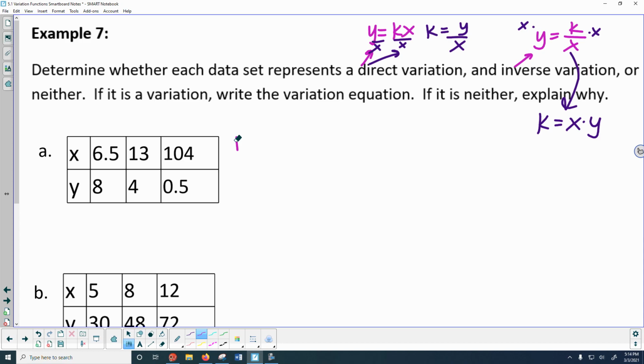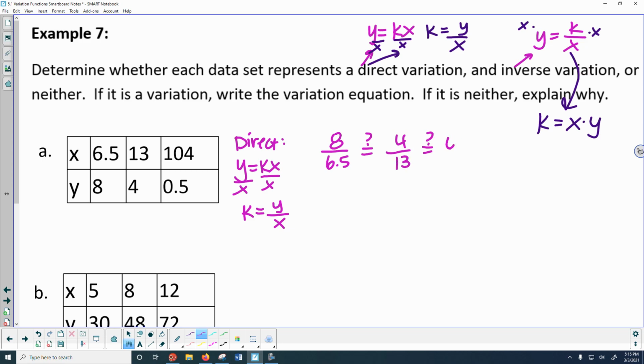So in A, if I wanted to check if this was a direct variation function, every ordered pair, every xy, would need to fit the form y equals kx. But I don't want to plug in x and y and divide by x every time to see if I get the same k. So I'll check if every y divided by x is the same. If every k is the same, we're good to go. So is 8 divided by 6.5 the same as 4 divided by 13? Is that the same as 0.5 divided by 104? We're going to grab our calculators and check those divisions.